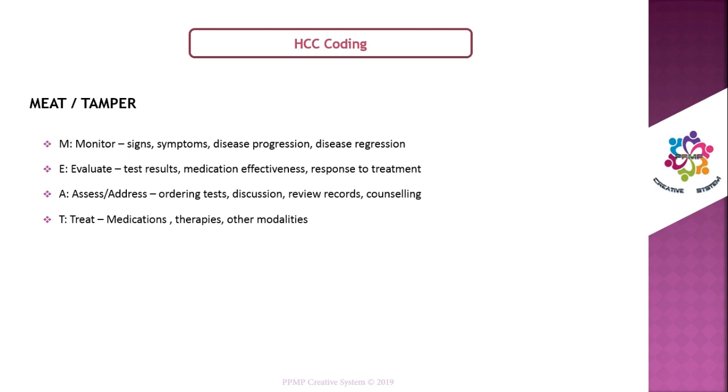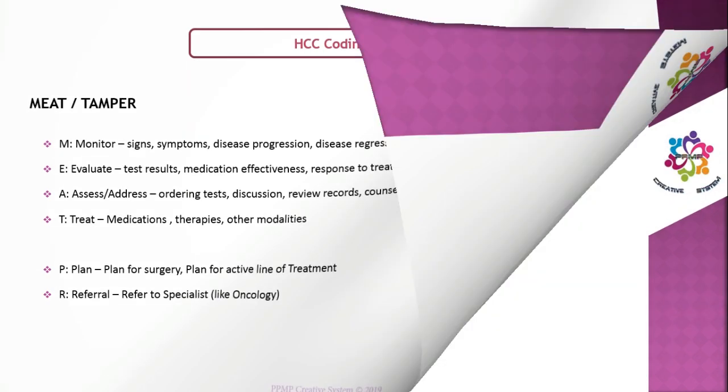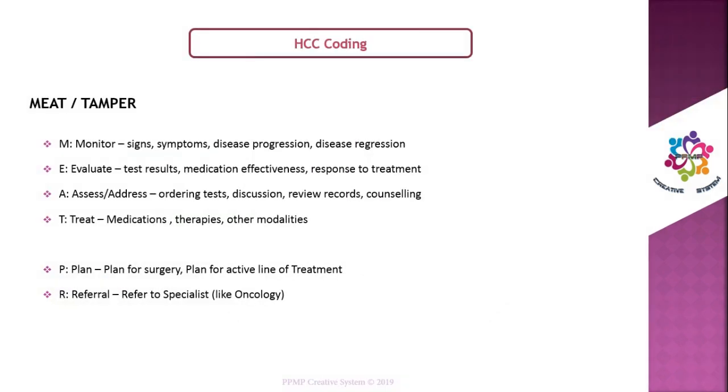In TAMPER, only P and R are added extra. The rest is the same as MEAT. Let's see. P denotes plan, which includes plan for surgery, plan for active line of treatment. R denotes referral. Example, refer to a specialist, like oncology.